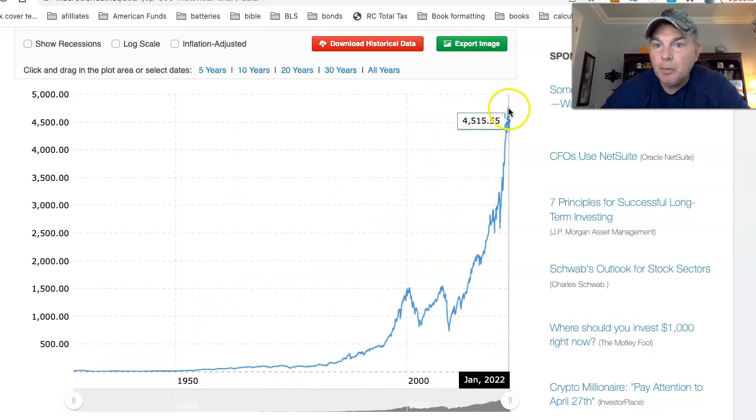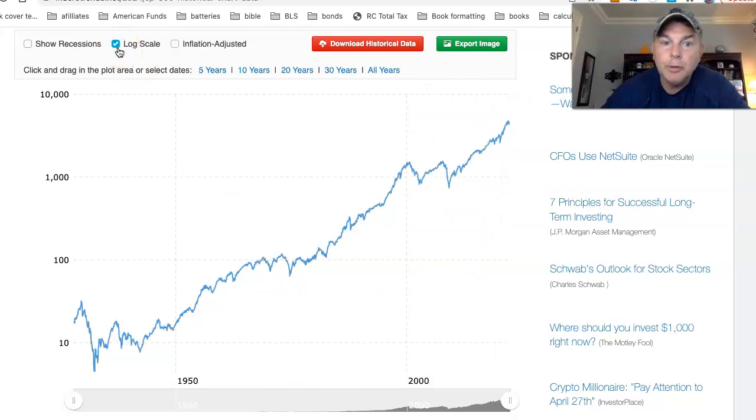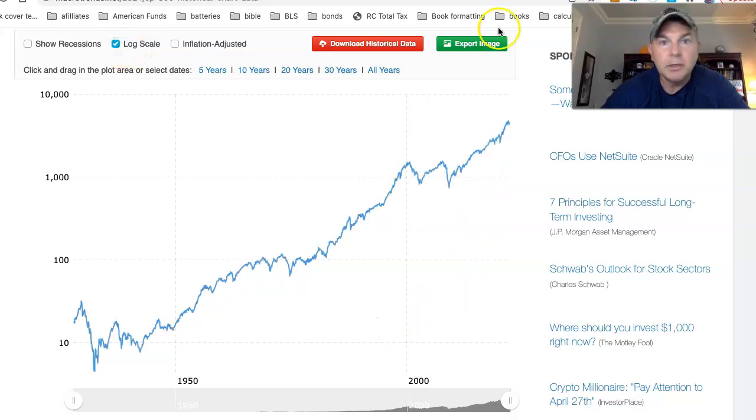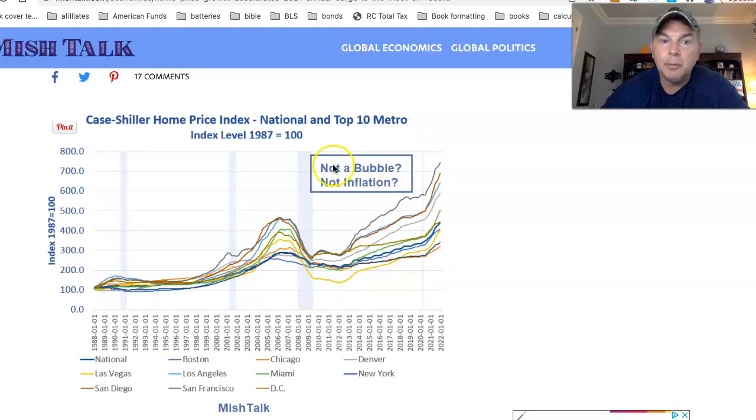It makes it look like a bubble. But in terms of log, we're using the same percentages, 10 to 100, 100 to 1,000, 1,000 to 10,000. It doesn't look like a bubble, does it? It looks like a bubble. Doesn't look like a bubble. The exact same numbers. All right.